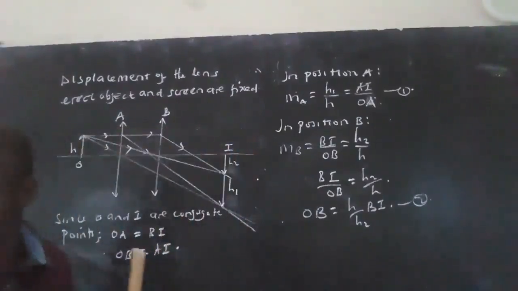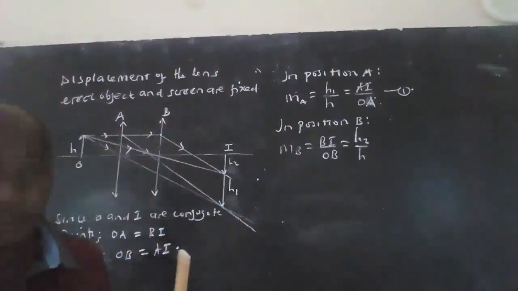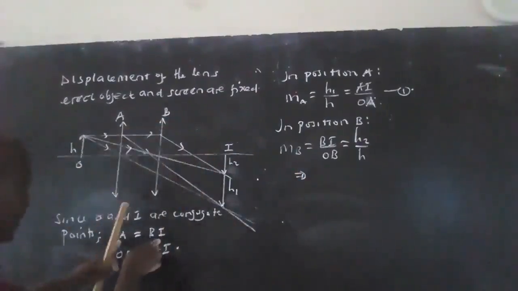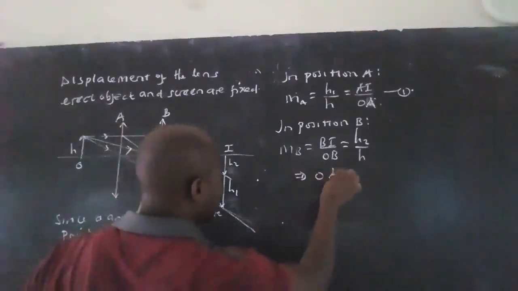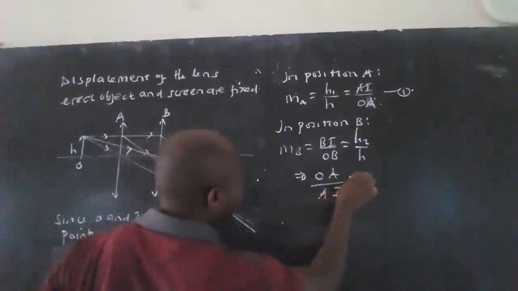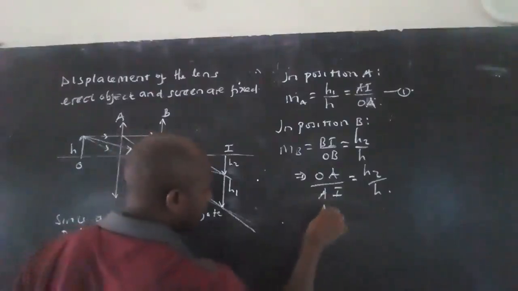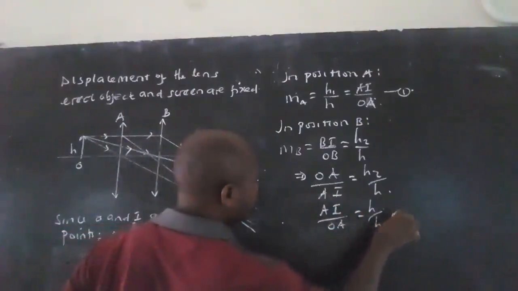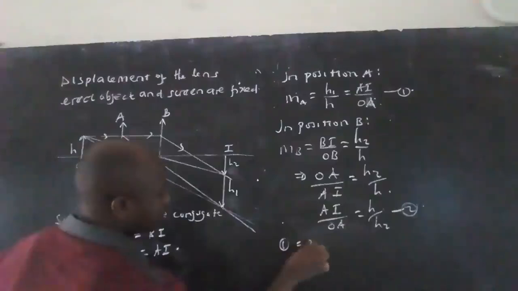We shall say from, actually from here, we can say therefore, BI, we have said that BI is same as OA. Is that all okay? So this is OA over OB. OB is AI, is equal to H2 over H. So with this bracket, that is AI over OA is equal to H over H2. This is the equation 1, 2. So look at 1 and 2, they're equal. 1 is equal to 2.